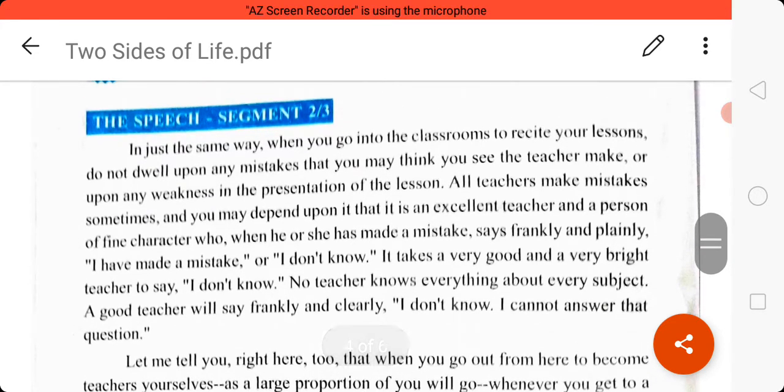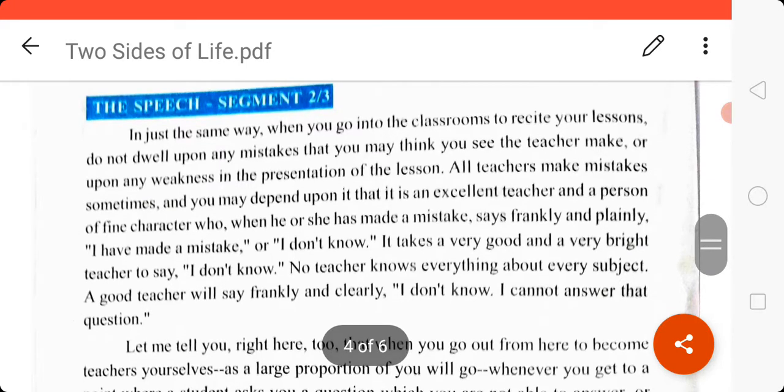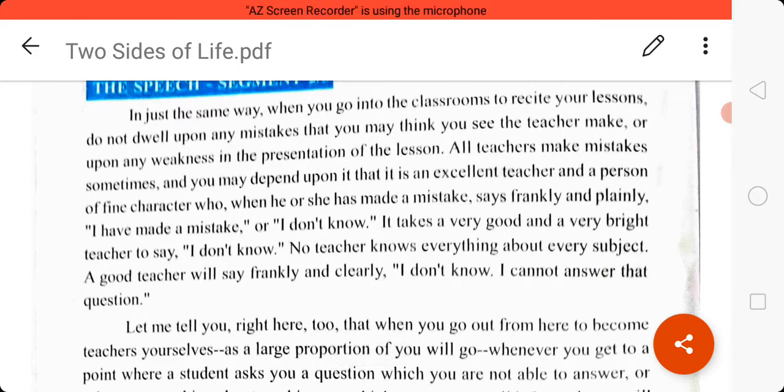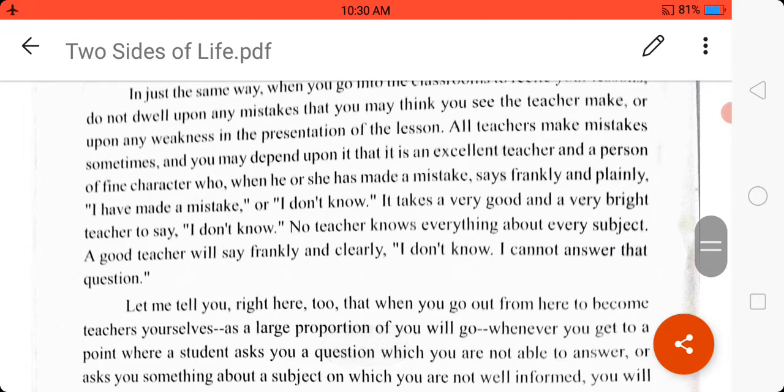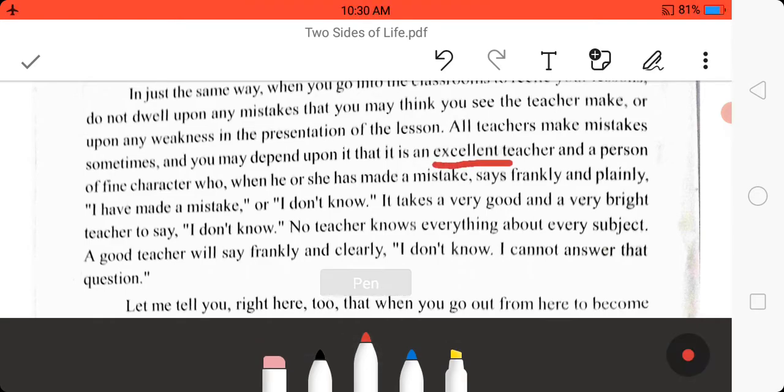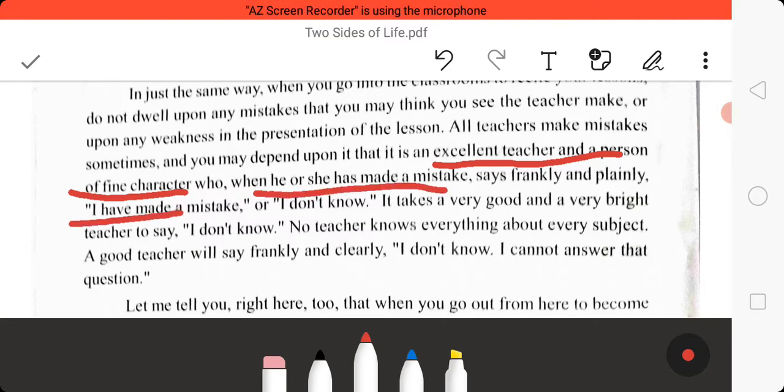So here he has taken the second example in the second speech. When you go into the classroom, you should not concentrate on the teacher's mistakes, right? You should not concentrate on the mistakes. All teachers are not perfect. All will make mistakes. And you see here how he is appreciating the teacher. All teachers won't accept the mistakes, only the excellent teacher, right? An excellent teacher and a person of fine character. So he is giving a compliment to the teachers. The excellent teacher and the person of fine character, they will accept the mistakes and they will say frankly that they have made a mistake and also that they don't know.